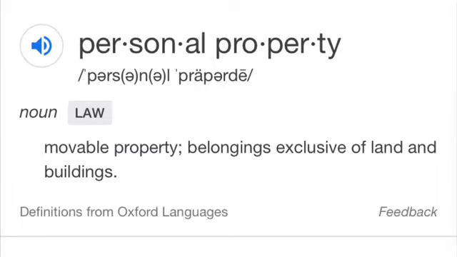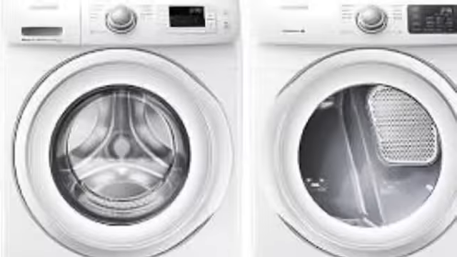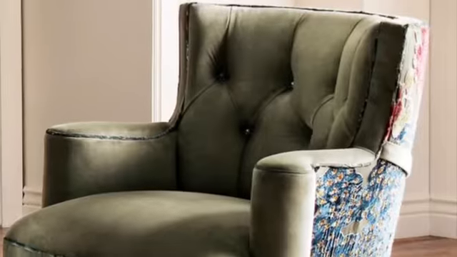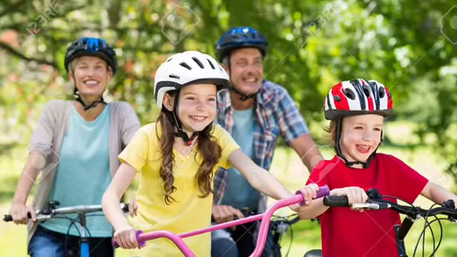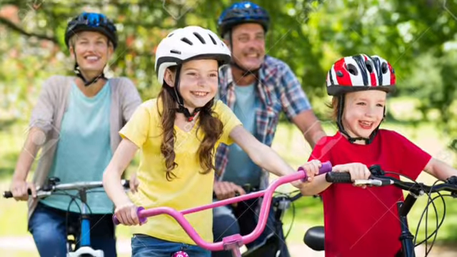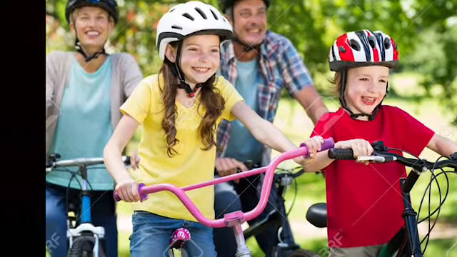Personal property is defined as movable property, belongings exclusive of land and buildings. It includes anything that can be easily packed into a moving truck to be removed from the property itself. Personal property means personal belongings that aren't included when a building is being sold. This may include a washer and dryer, tables and chairs, kitchen appliances, and anything else that belongs to the family rather than the house itself, such as bicycles and other machinery.